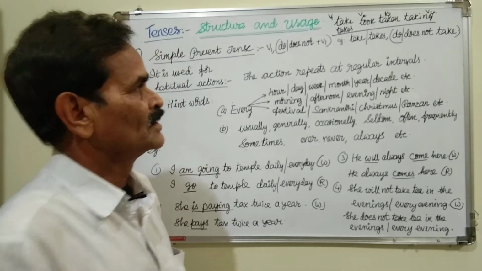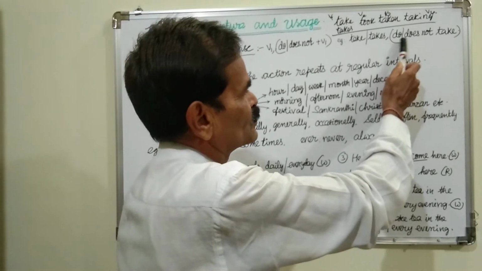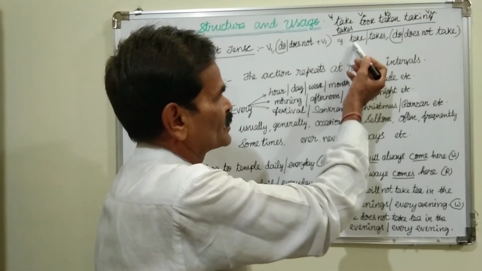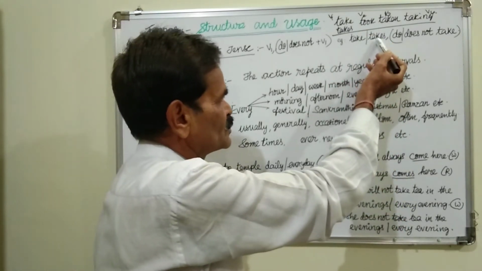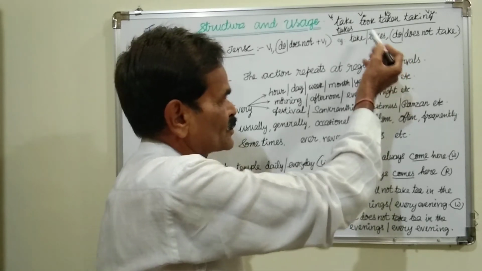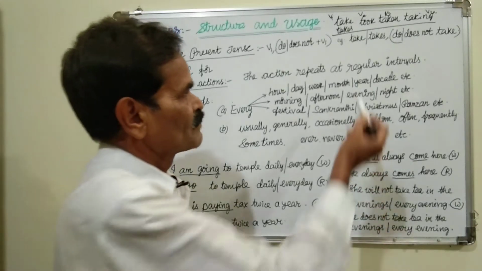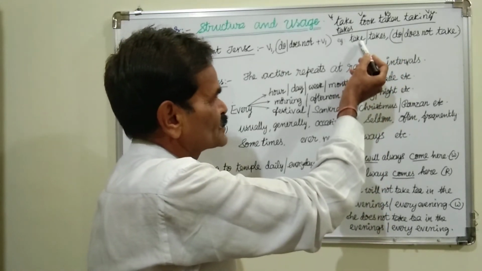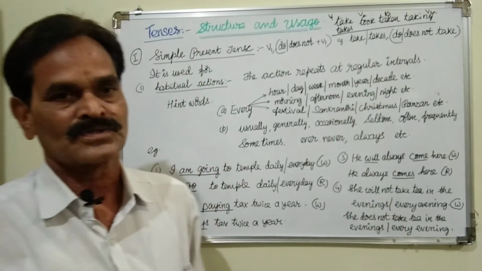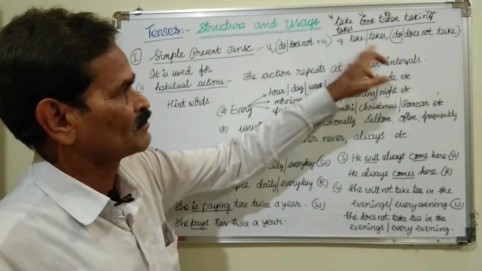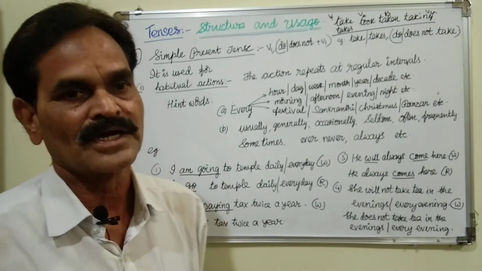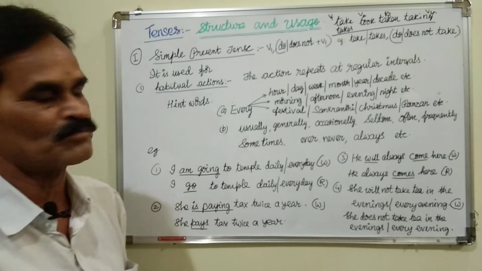In this way, in negative we use the helping verbs do or does. In positive we use the V1 form, that is take or takes. Takes is singular, take is plural. If S is there on the verb in the present tense, it is singular. If S is not there, it is plural. So we use the V1 form in positive, and do not take or does not take in negative. This is the structure of simple present tense.